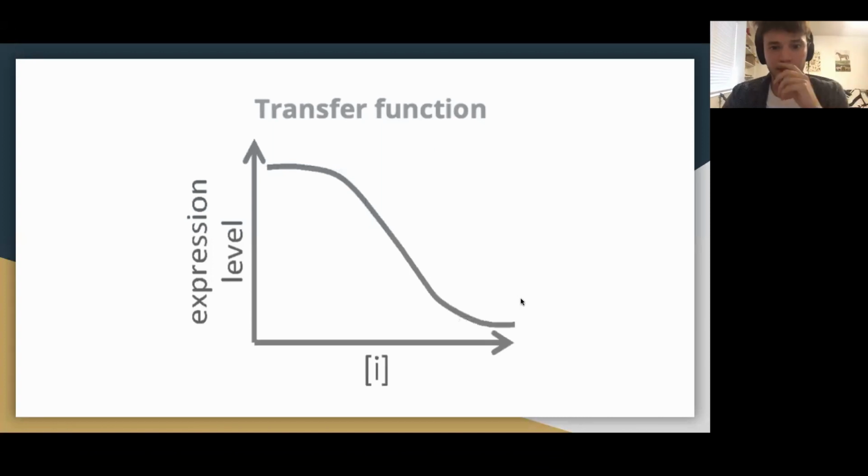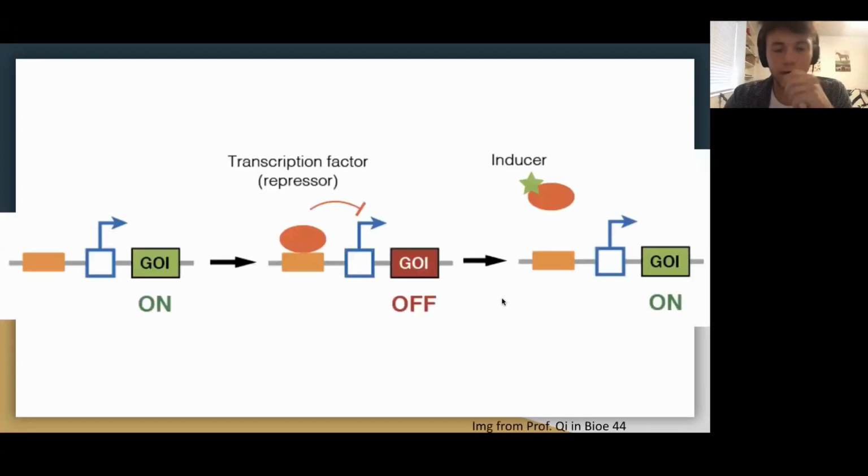Okay, and we're going to continue. I want to then flip the switch on you and start with an off to on, right? Here's an example of that. We have some transcription factor that acts as a repressor.